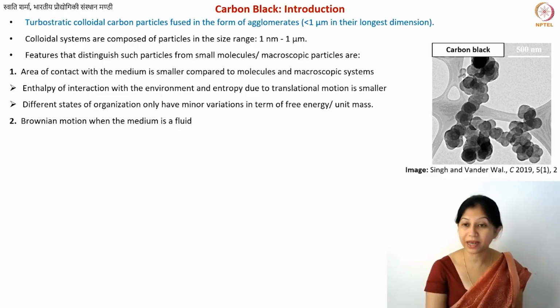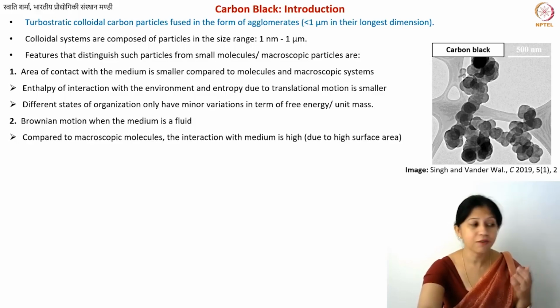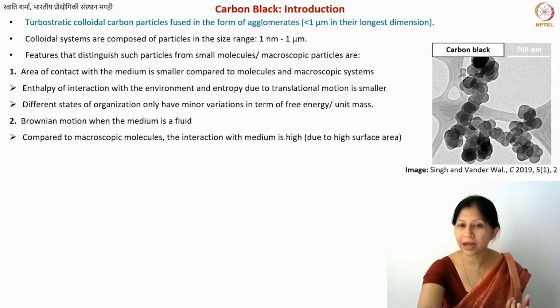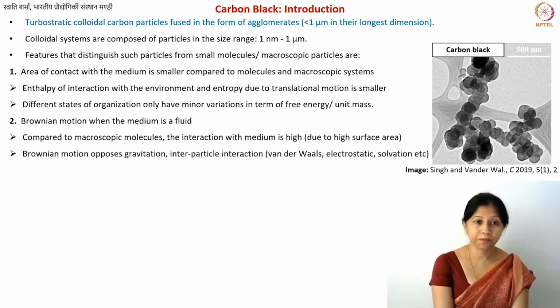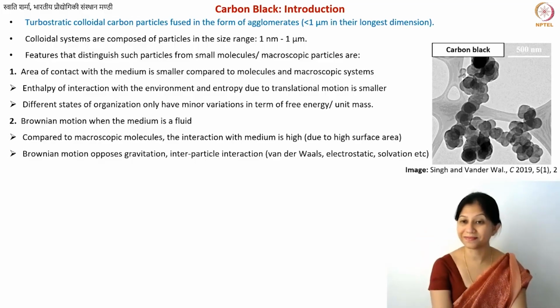Now, when it comes to comparison with larger or macro scale particles, then we don't call them molecules, we call them particles. In that case, of course, the most important difference is that you have the Brownian motion. If you have a fluid as a medium, then you will have Brownian motion in the case of carbon black particles or any colloidal particle, which you do not have in the case of large scale particles, because they typically tend to settle down. Now, Brownian motion is basically something that opposes all the inter-particle forces. Also, it opposes the gravitational forces.